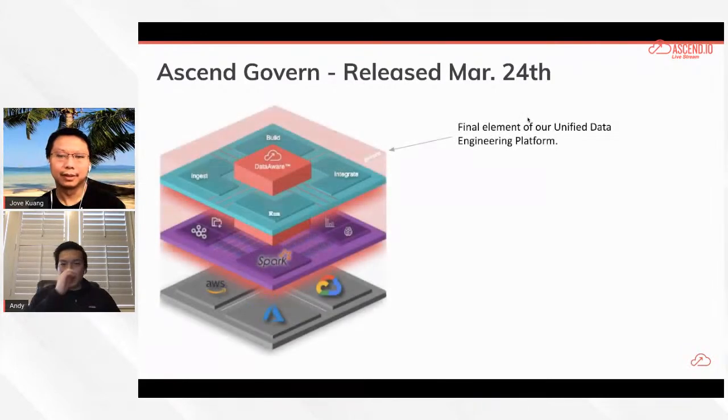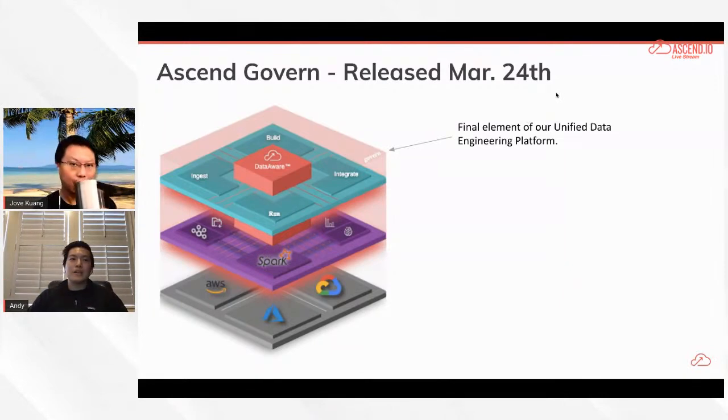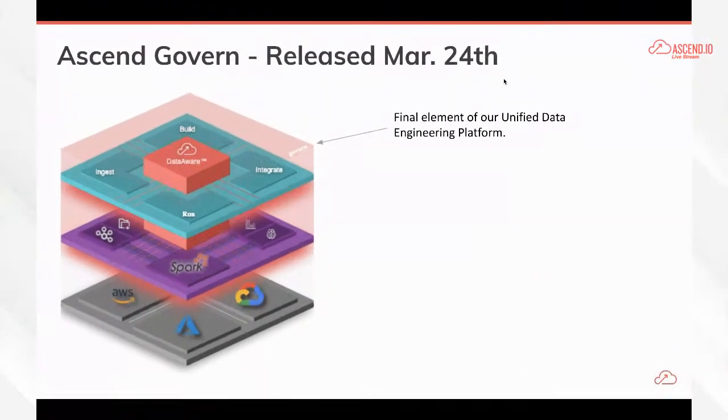Right, so one thing I want to remind everyone of is, I know Jove briefly talked about this last week, but secure data access is part of our Ascend Govern functionality. Ascend Govern is something we just released on March 24th. We call it the final element of our unified data engineering platform. Essentially, it's the user experience layer that abstracts away a lot of the complexity of our managed Spark, access controls, et cetera, into very easy to use features.